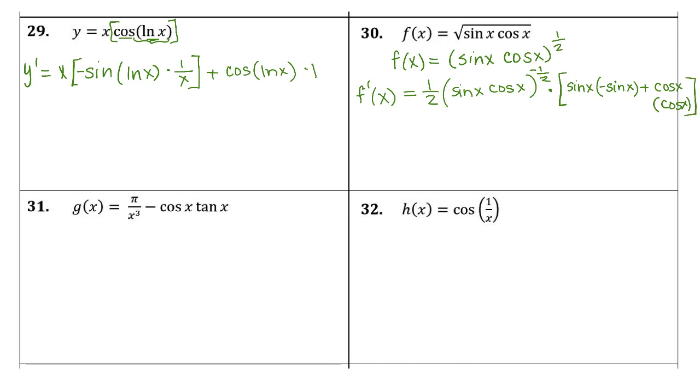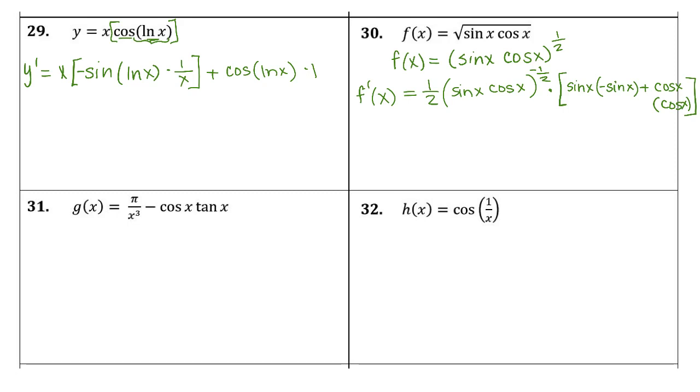All right, there you go. Moving on. So let's see, 31. We have some rewriting to do here. This looks absolutely terrible, but we can simplify this up. Don't let this overwhelm you.